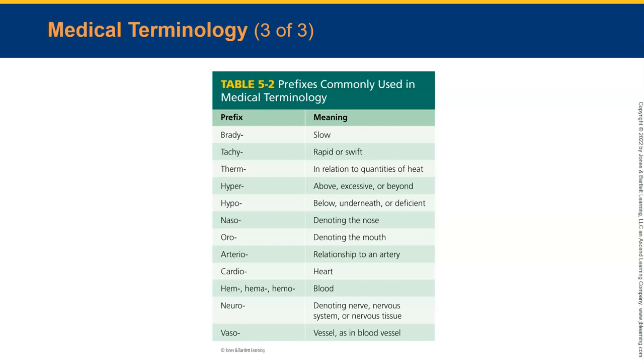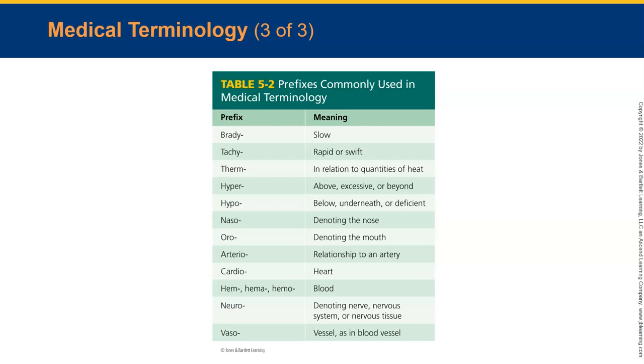So we see here, we have Brady, which means slow. So we're talking about a breathing rate or the heart rate. Tachy, another word, Brady and tachy. Tachy is going to be fast, rapid, or swift. Therm, in relation to quantities of heat. So maybe a thermometer. So hyper, above, excessive, or beyond. So it's high. Hypo is going to be low, below, underneath, or deficient.